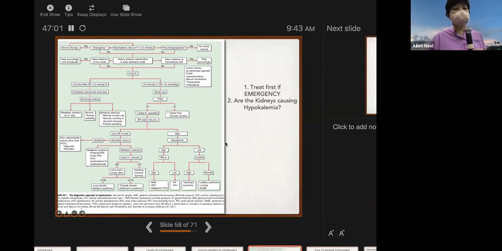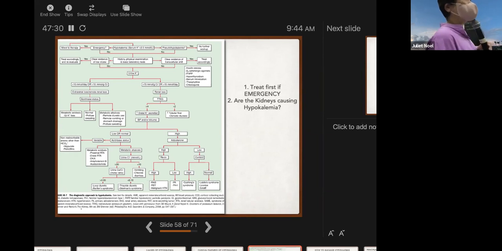So if the cause is the kidney, then what you will have to check there, no? Can you still see it? Right. So you check for urine potassium, no? If the potassium is less than 15 millimoles per day, then most likely that is extrarenal.